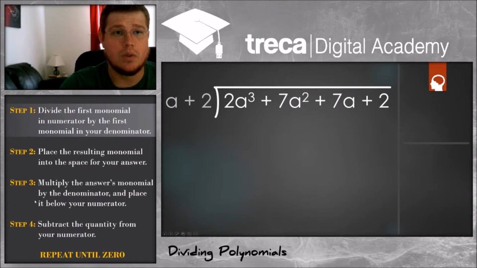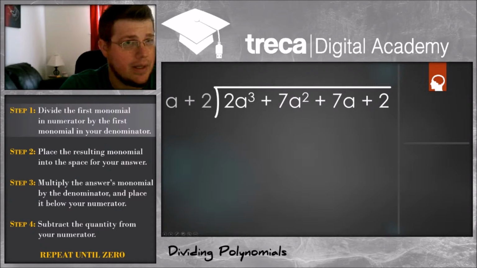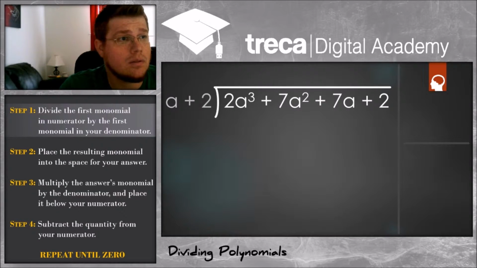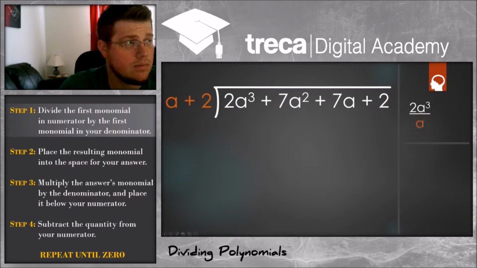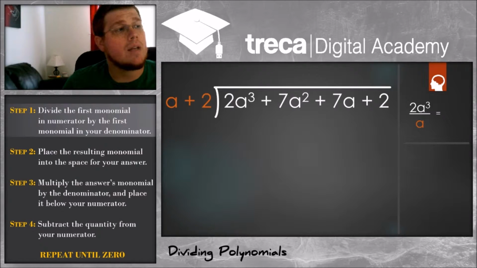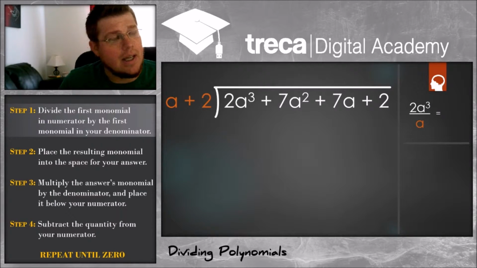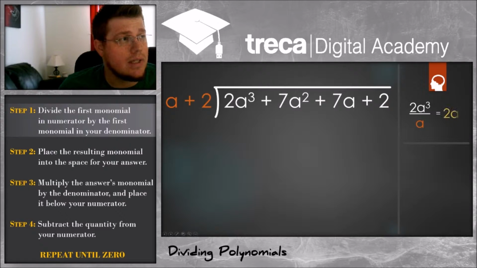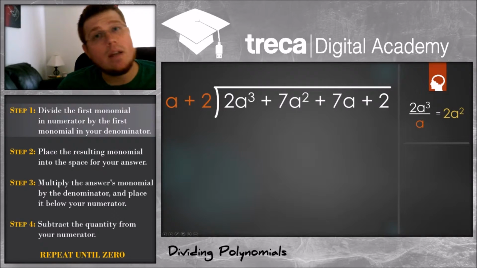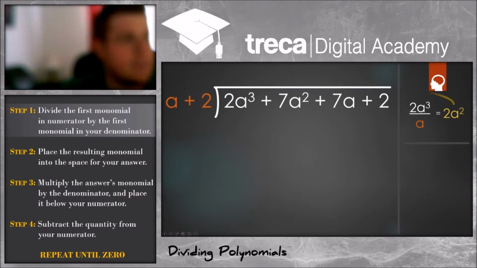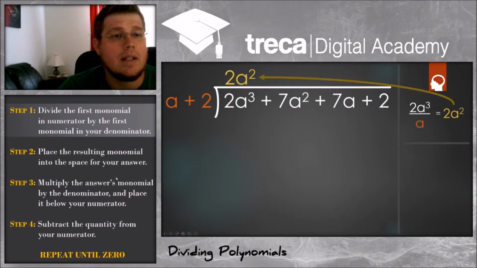The first thing we're going to do is divide the first monomial in the numerator by the first monomial in the denominator. What that means is I'm going to divide this guy by that guy. Now we've got 2a cubed divided by a. The 2's not going anywhere. It's divided by 1. You've got a times a times a. The a in the denominator cancels one of those out, so we have 2a squared. And if you have trouble with this, that's okay. In block 1, there's dividing monomials. That's a good place to go back and get some experience again. So we're going to put that in the space for our answer.